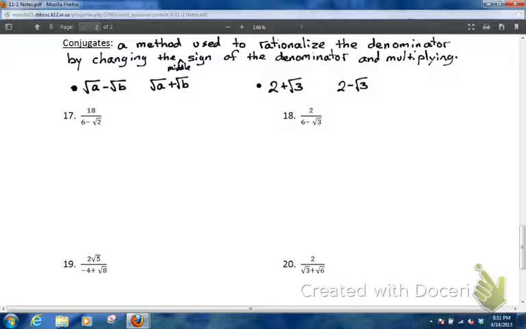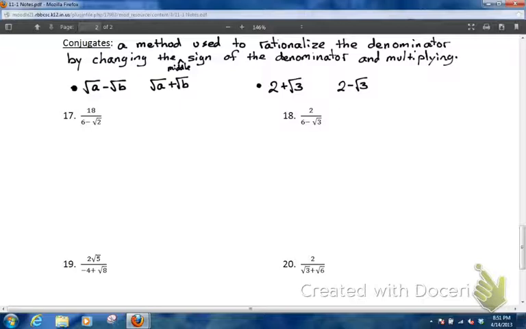The denominator has to be a binomial only, so keep that in mind. So here, this is problem number 17, we have 18 over 6 minus root 2. Don't start trying to cancel anything right away, because you can only cancel whole numbers with whole numbers. You can't even cancel this 6 and 18, because remember, this is actually 6 minus 1 root 2, and all three numbers would have to cancel in order to cancel. So let's not worry about canceling until more towards the end.